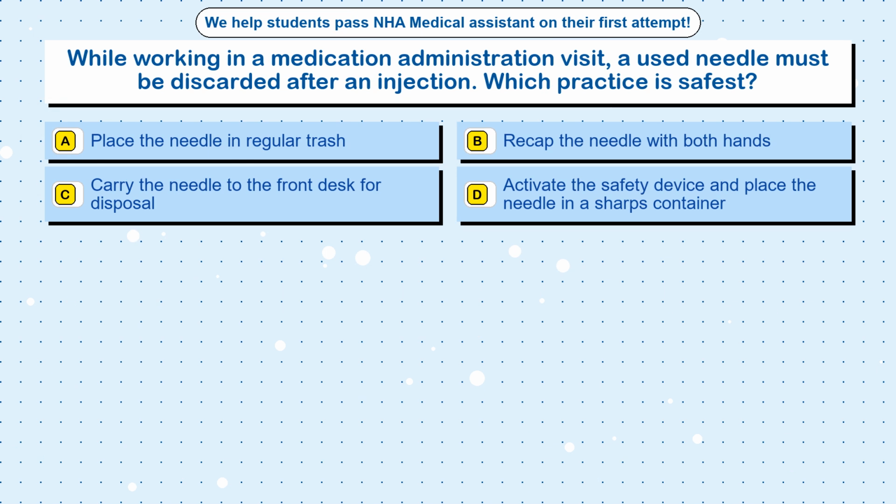Question 33. While working in a medication administration visit, a used needle must be discarded after an injection. Which practice is safest? Option A, place the needle in regular trash.